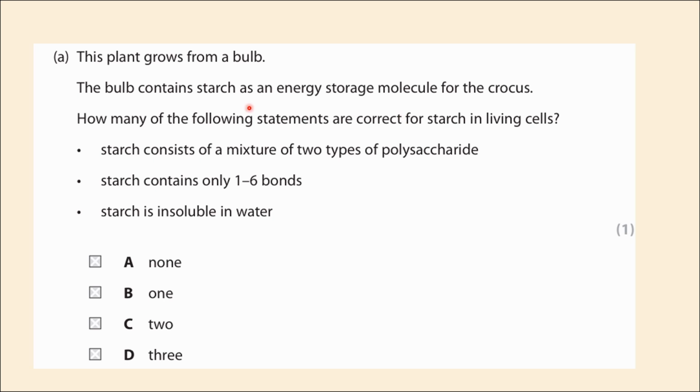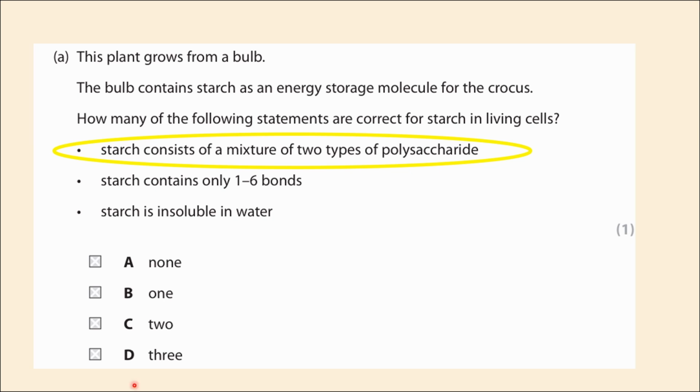The question asks, how many of the following statements are correct for starch in living cells? So let's go through the statements one by one. The first statement is that starch consists of a mixture of two types of polysaccharides. This is straightforward and correct because starch is made up of amylose and amylopectin.